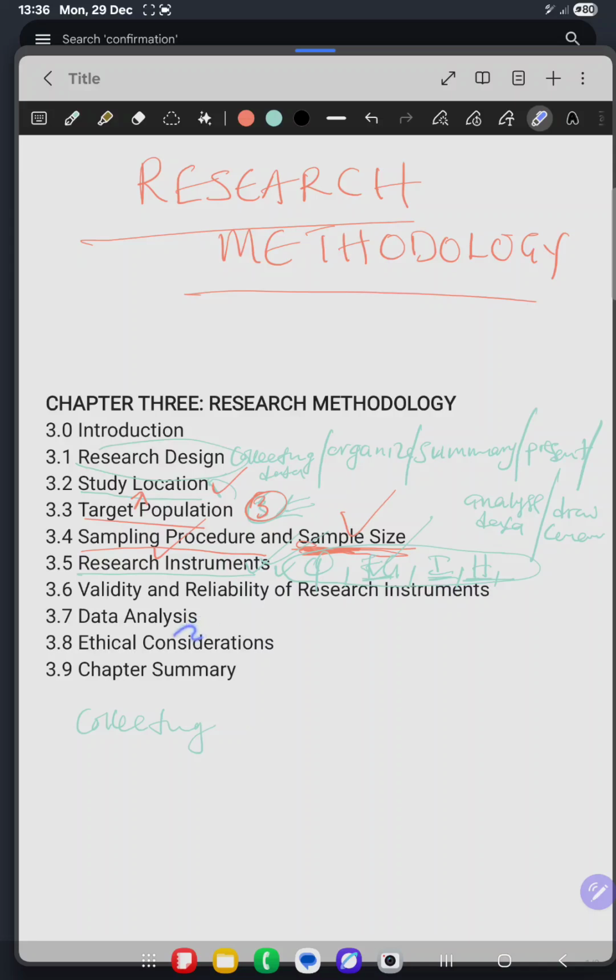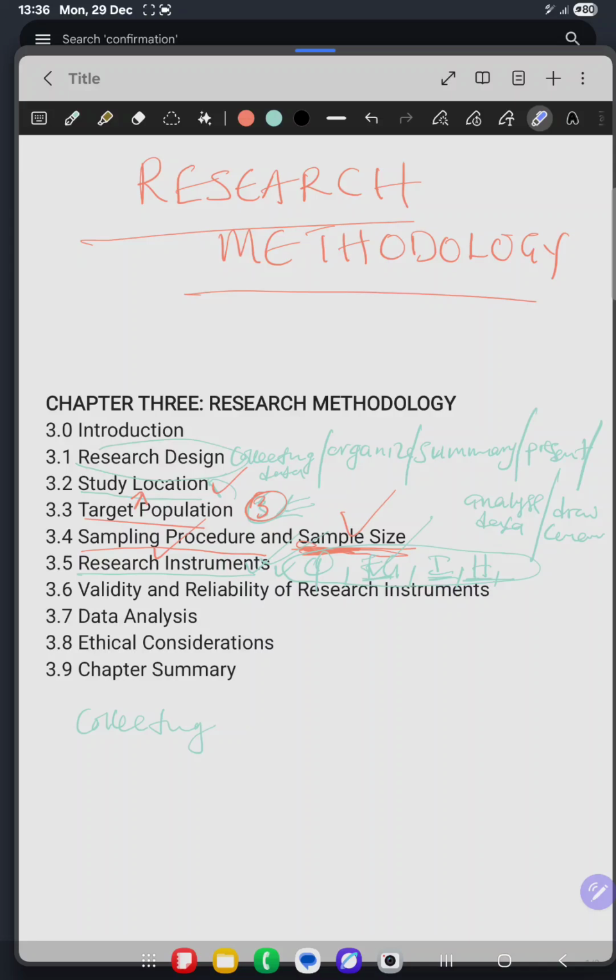Then we need to make a transition to data analysis. Now, what is data analysis? Data analysis is the way the researcher analyzes data. Remember we've looked at how you collect the data, how you are going to present your data, how you are going to summarize your data, and then you make an analysis of that data that you collected.